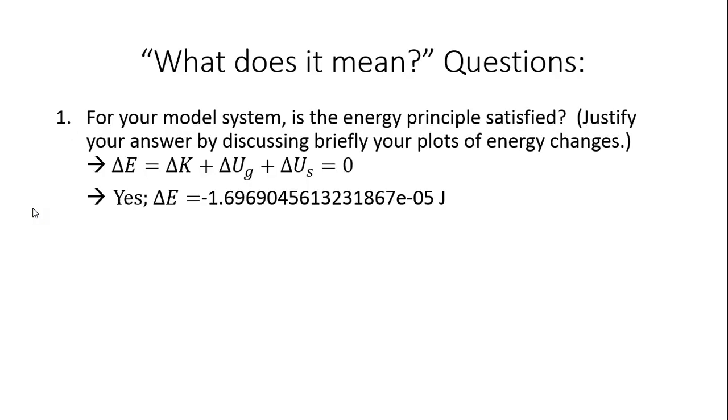So what does it mean? Do we satisfy the energy principle? The answer is yes, because we previously stated that changes in total energy are equal to changes in kinetic plus changes in gravitational potential plus changes in spring potential. When we add these together, we observe an energy change of 0 because all three objects are included in our system and there is no exchange of energy from the environment to the system or vice versa.